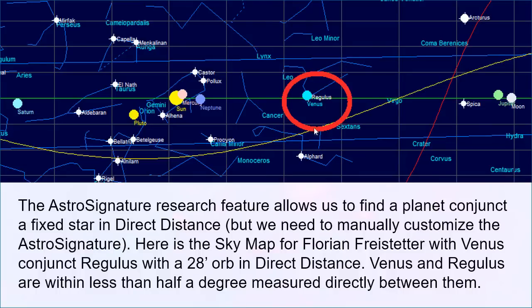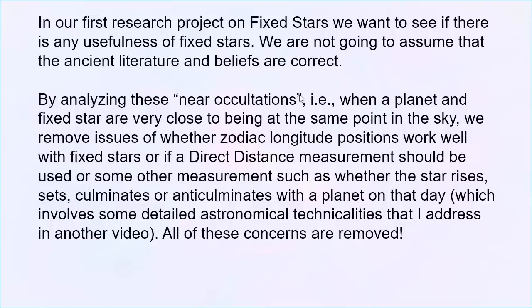So very cool that you can find these things, and then you can read their biographies and so on and see if it makes sense. So in a first research project on fixed stars, we want to see if there's any usefulness to fixed stars. Do they make any sense? And by analyzing these near occultations, when a planet is right on the fixed star, using this direct distance feature, there's no doubt that these are people who have a very, very strong fixed star connected to a specific planet.